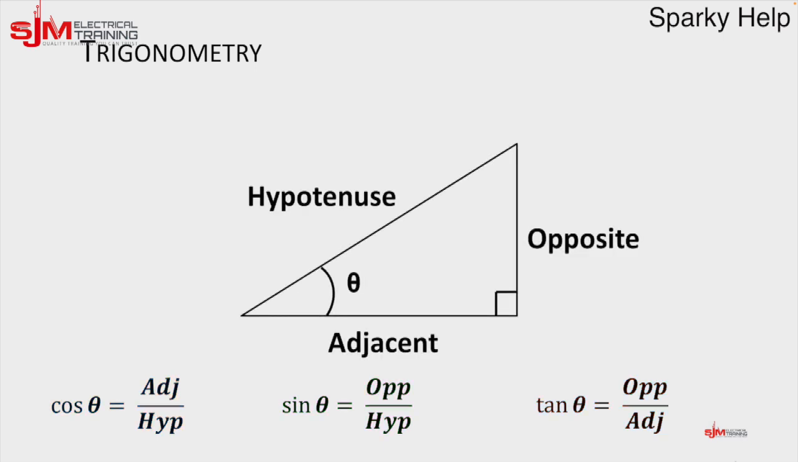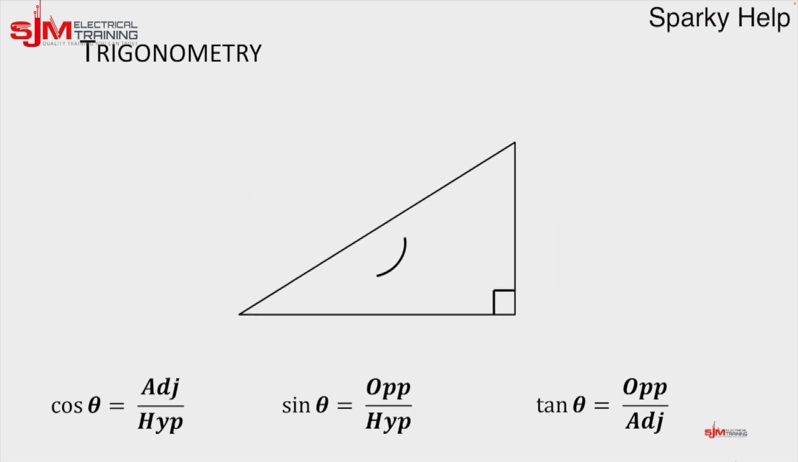So let's have a look. Here's a hypotenuse, there's the angle, adjacent and opposite on a right angle triangle. If we move the angle, then the opposite, which was before, now becomes the adjacent, and the one that was adjacent becomes the opposite. Remember, the opposite is always opposite the angle. The hypotenuse does not change.